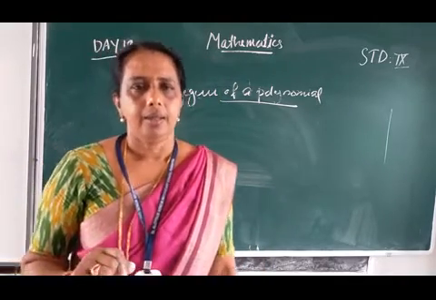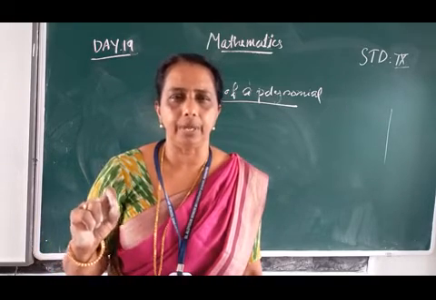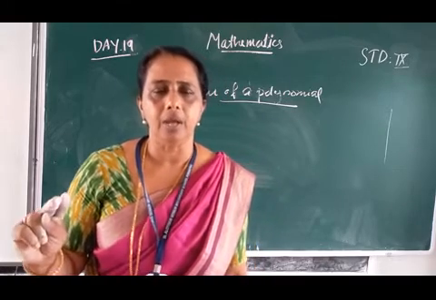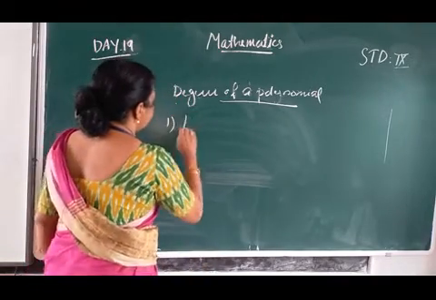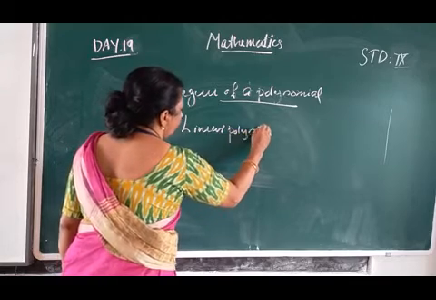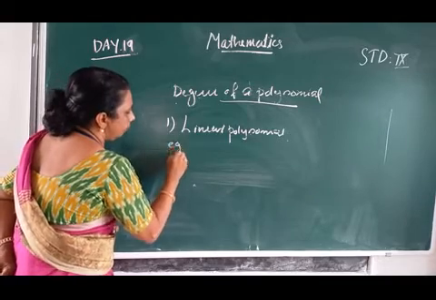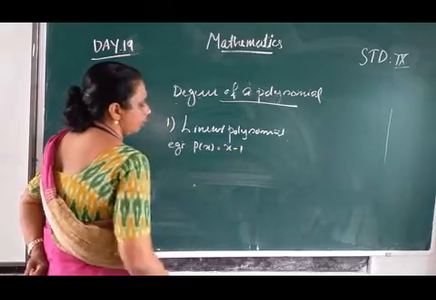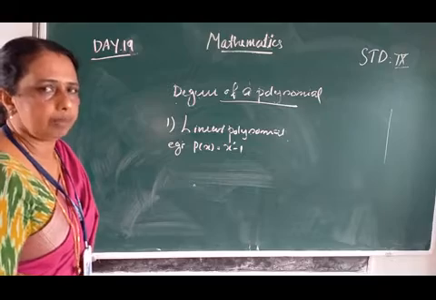Second one, the second degree polynomial. That is, the highest power of the variable in a polynomial is 2. It is called a second degree polynomial, and it is called a quadratic polynomial. And the first one is linear polynomial. For example, linear polynomial p of x is equal to x minus 1. The highest power is 1. That is a linear polynomial. That is a first degree polynomial.